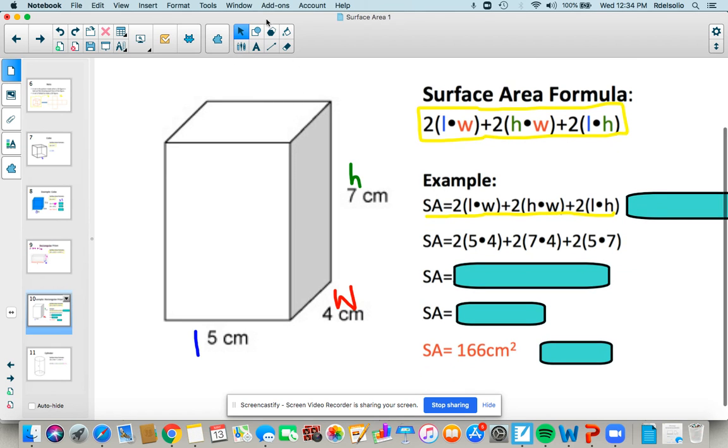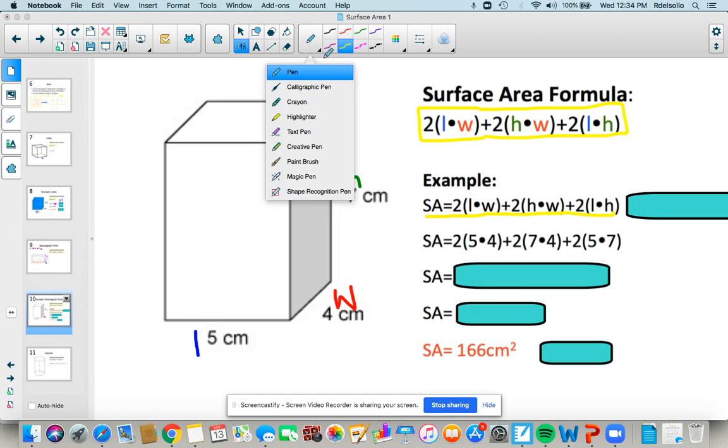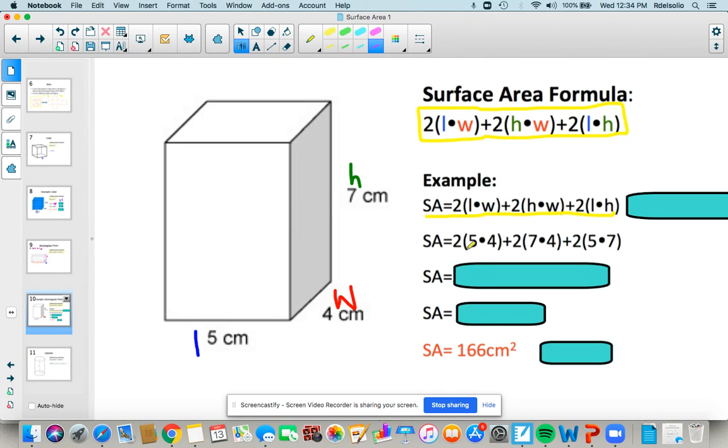All right, now we want to follow order of operations. So PEMDAS, P stands for parentheses. So we need to do parentheses first. Let me highlight each. We need to solve inside the parentheses first. So we'll do 5 times 4, then 7 times 4, and then 5 times 7.